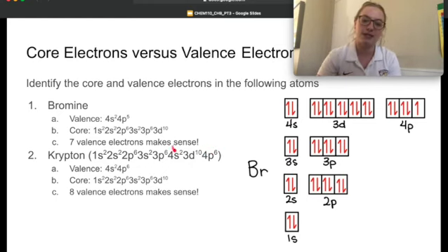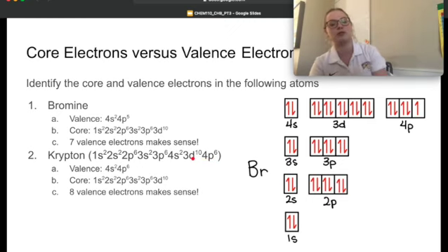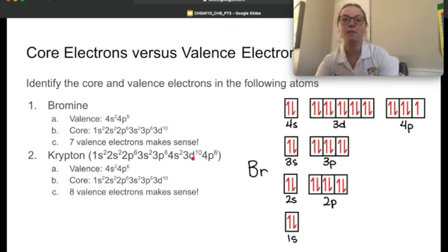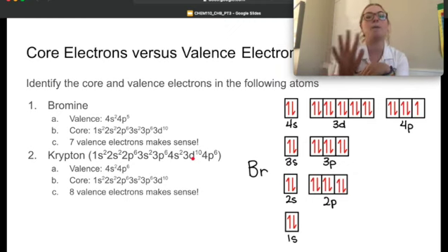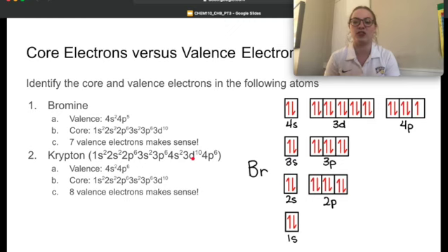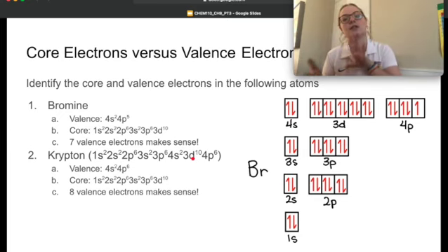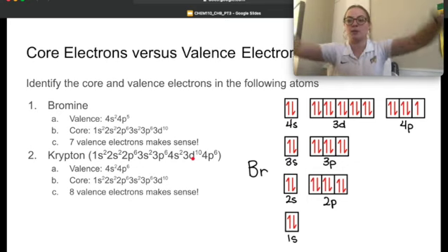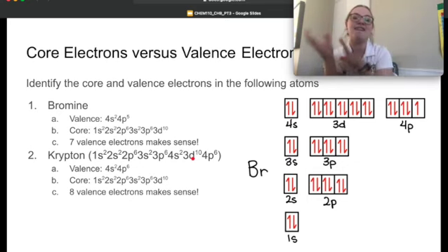4s2 and 4p6, 8 total electrons, 8 valence electrons. So it's important that you can identify which ones are core and which ones are valence from the orbital diagram or the electron configuration, because we use that information to determine things about the kind of bonding as well as some other trends on the periodic table. So remember, the valence electrons are the ones that participate in chemical bonding. They're that highest principal quantum number, that outermost shell, and then everything else is in the core.